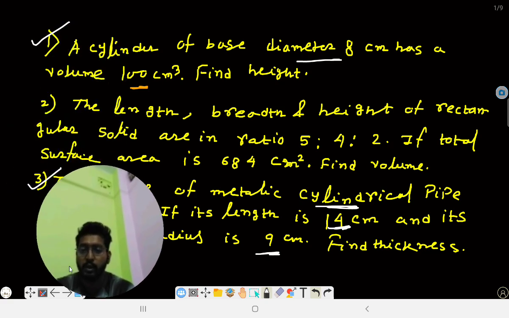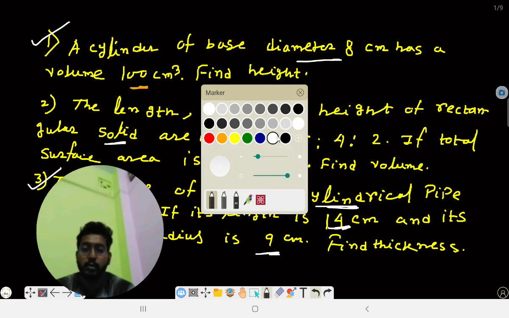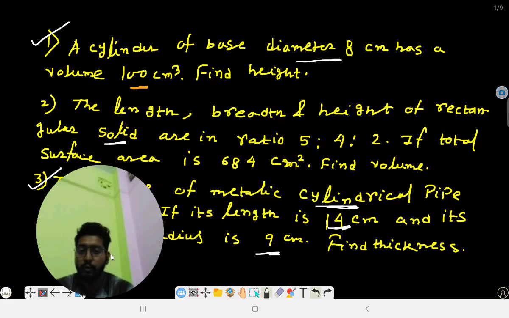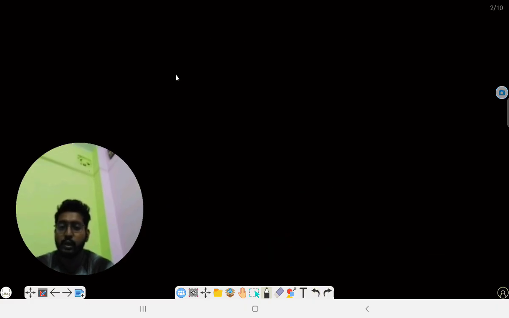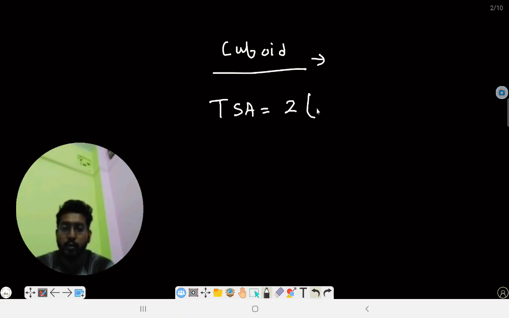Now question number 2 is not a problem of a cylinder. This is a problem of a rectangular solid, that means a cuboid. Here you have to use the formulas of a cuboid. First I am writing the formulas of the cuboid. In a cuboid, the first one is the total surface area. The formula will be 2 into LB plus BH plus HL. That will be the total surface area.